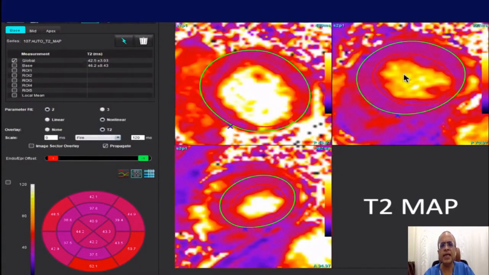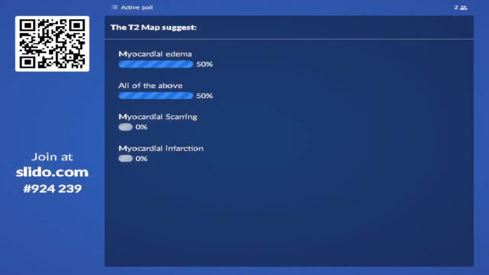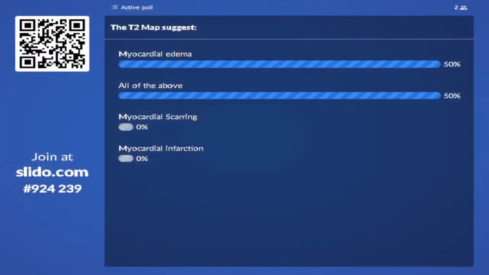This is the basal slice, mid slice, and the apical slice. And you can see the bull's eye plot of all the T2 values, which go all the way from 52 to 45. And this is my question: whether the T2 map suggests myocardial edema, a myocardial infarction, or all of the above. I think the poll is not working, but let me zero it down. Sir, half of the people went for myocardial edema, half of them say all of the above.